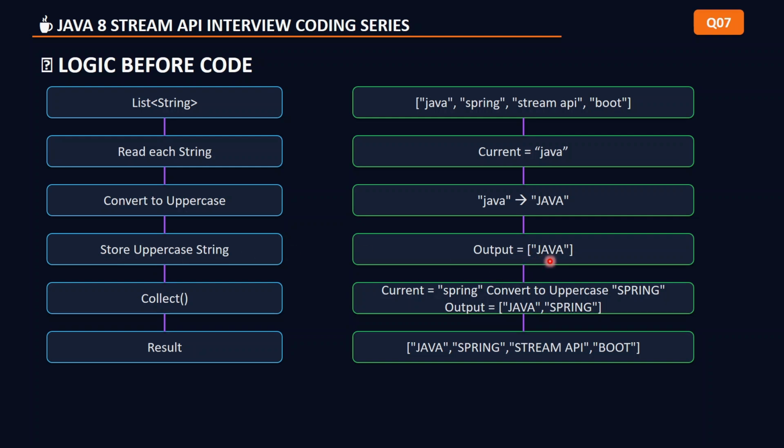Now we are going to move to the next element in the list. So the next element in the list is lowercase Spring. So this lowercase Spring is getting converted into uppercase Spring. And this time the updated list will be uppercase Java and uppercase Spring. So the same approach we are going to perform for the remaining elements of the list. And finally we will get the result as uppercase Java, uppercase Spring, uppercase Stream API and uppercase boot.